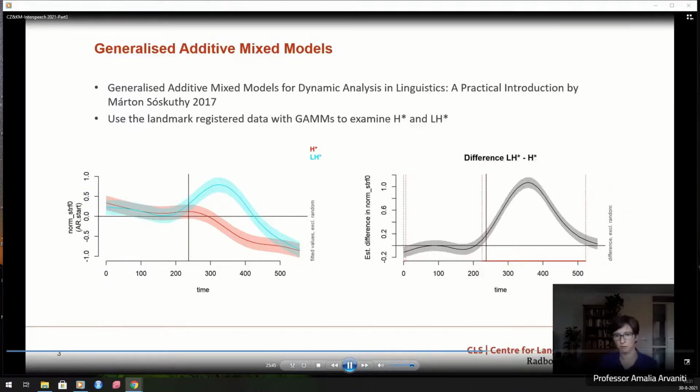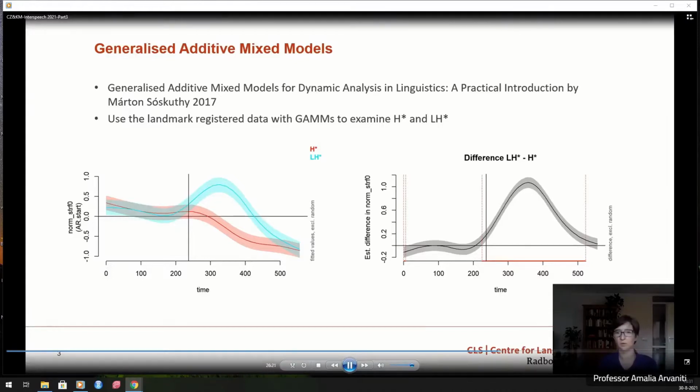And this plot over here indicates the difference between the two categories. So these red lines indicate a difference from 0 to 5.6 milliseconds and from 224.8 to 522.6 milliseconds, so almost near the end. What is very interesting is that the really big difference from just before the landmark to the end of the curve is supported statistically. So we see it in the plot and it's supported statistically.